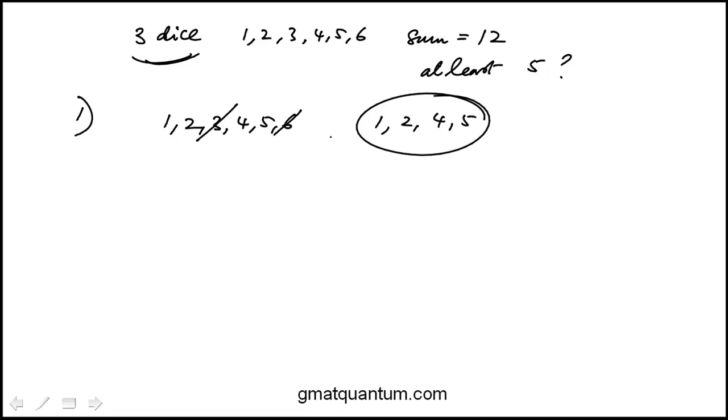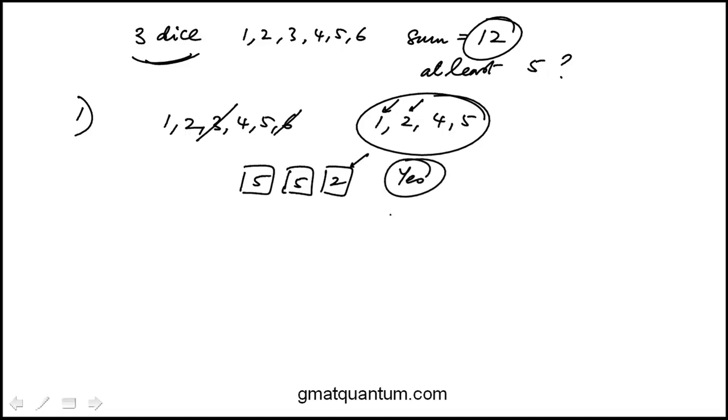So here I need to get a sum of 12. So you'll see that I can't have two ones or two twos. Instead, I'll just start with the 5. So if I have two 5s, I can get to the sum of 12 if I have a 2 here. Now, in this case, the answer is yes to the question.